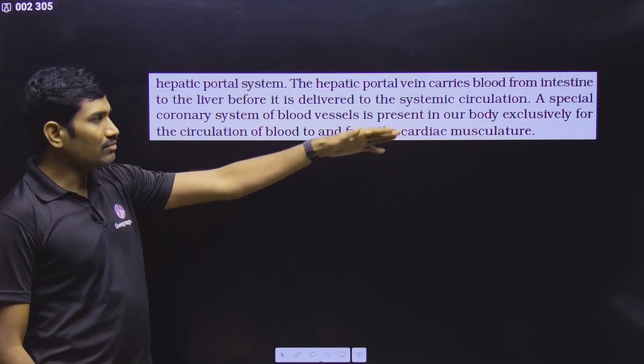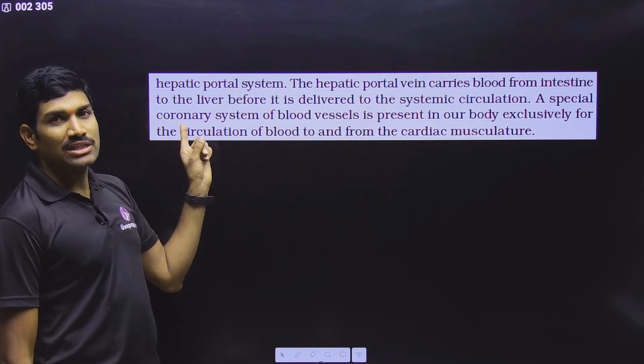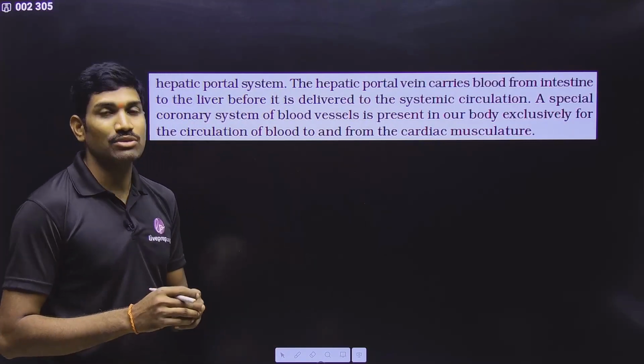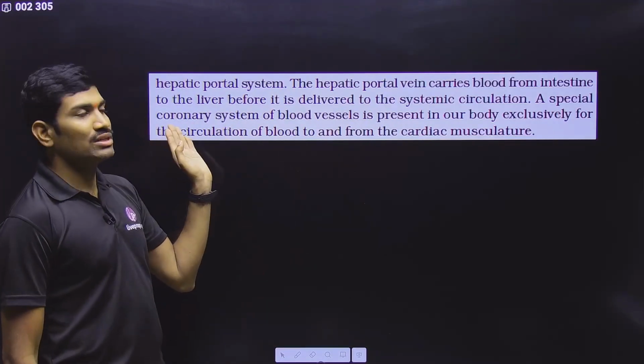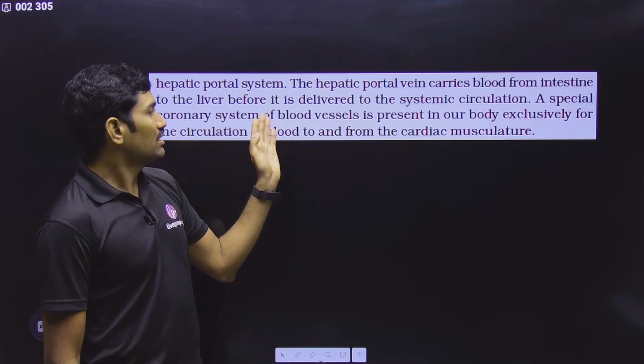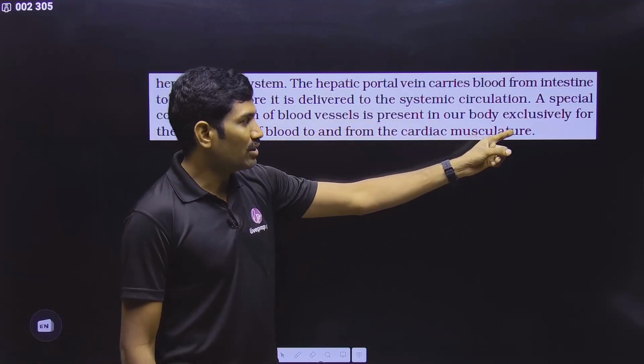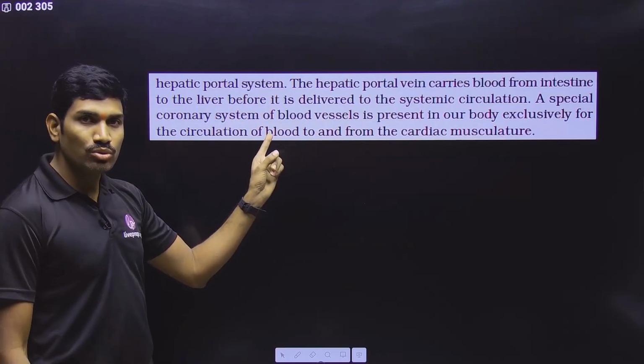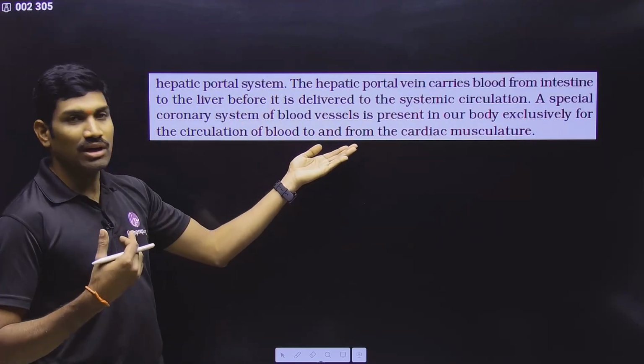With this, that part is completed. Next, a special coronary system. Coronary arteries, veins, coronary sinus, all these are present, no? So a separate coronary system, a system of blood vessels, is present in our body exclusively for circulation of blood to the heart and from the heart.